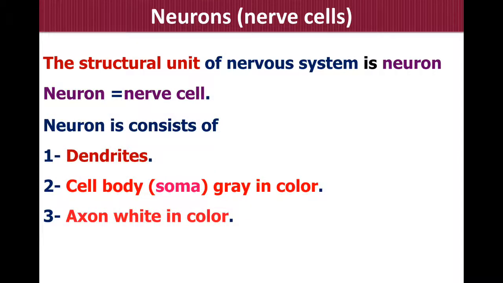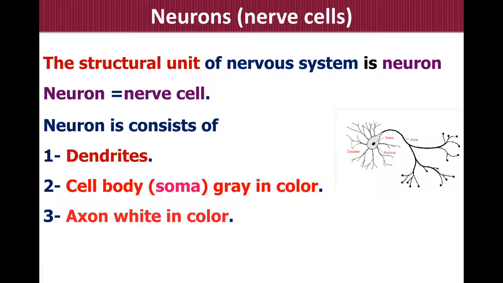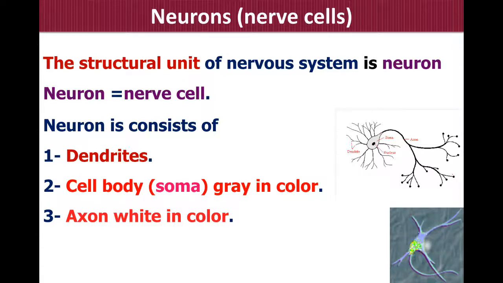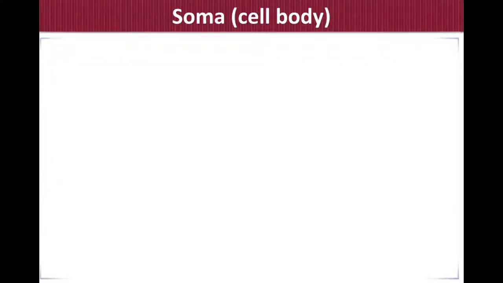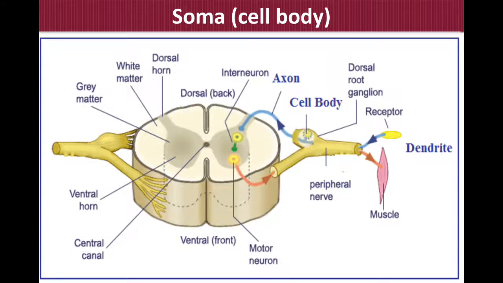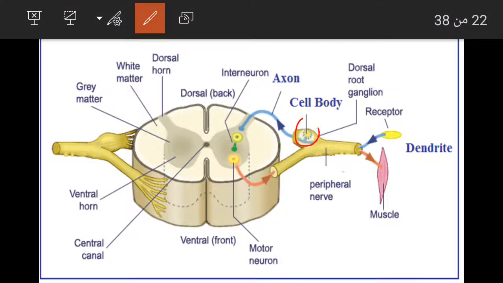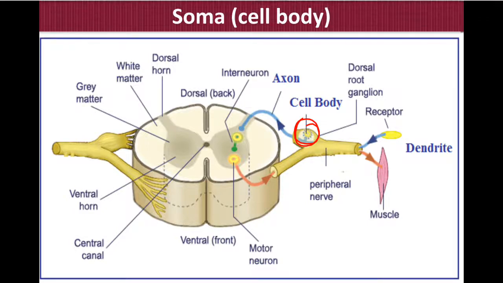Also, there is an important point: what is the neuron or nerve cell? It is the structural unit of the nervous system. هي الوحدة البنائية في الجهاز العصبي، هي الخلية العصبية or the neuron or nerve cell that is formed from dendrites and cell body or soma that have a gray color and the axons that have a white color. This is the soma or cell body here.